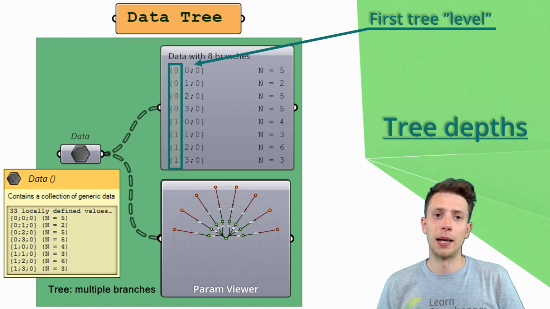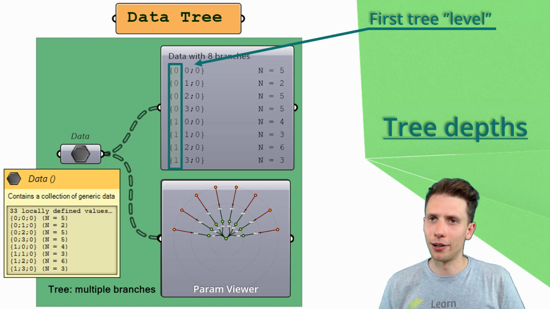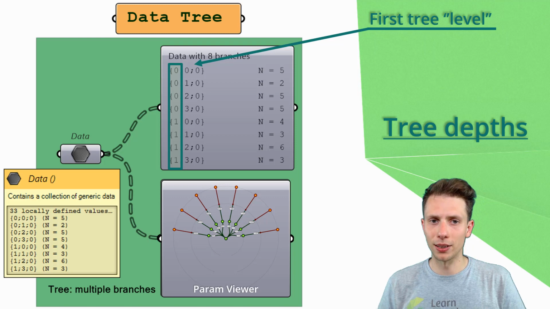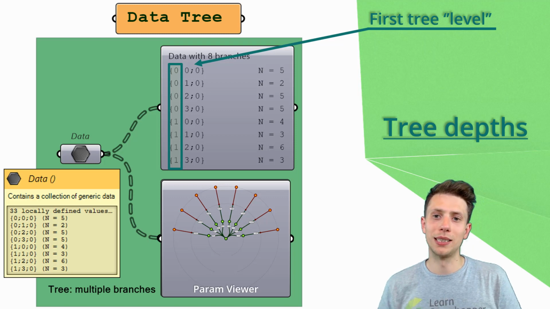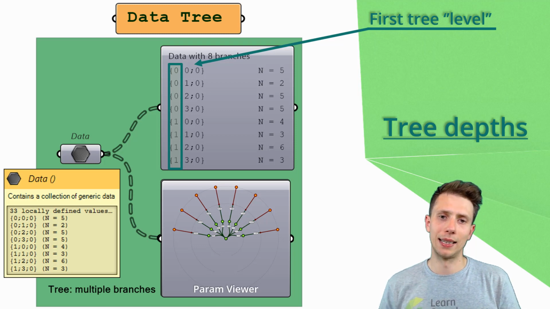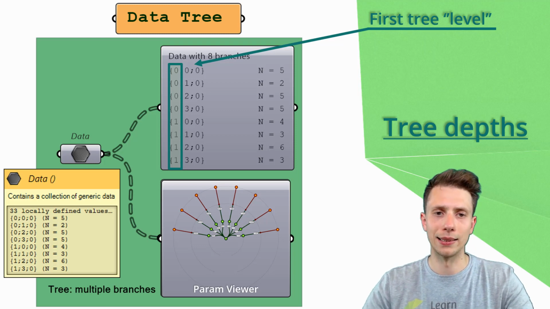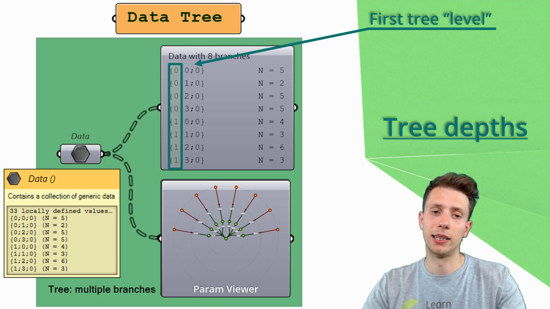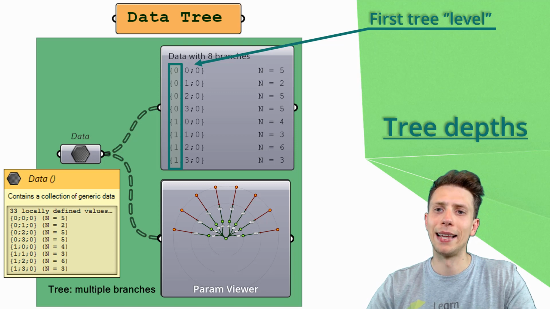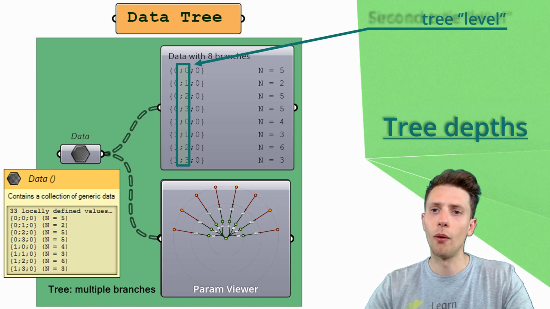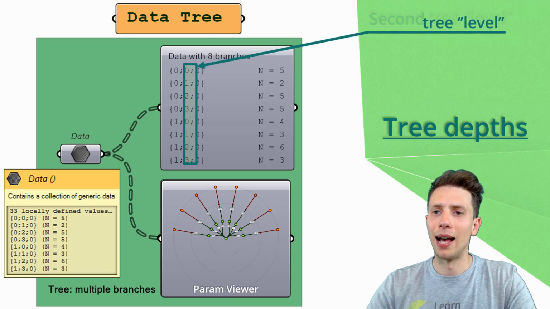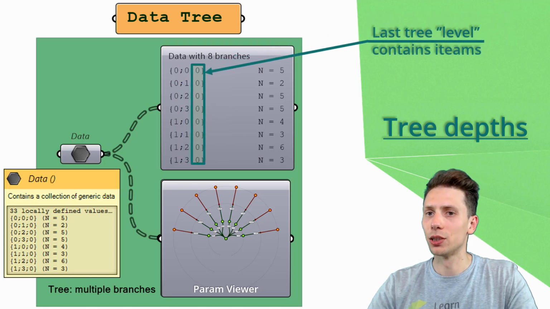So as I said before, in the curly brackets we have the description of our branch. Here with the semicolon you will see that we can describe how many depths this data tree has. So the first number before the semicolon is indicating the first tree level. If we go to the next one, it will show the second tree level, and the last one, we can say that this is the last tree level.